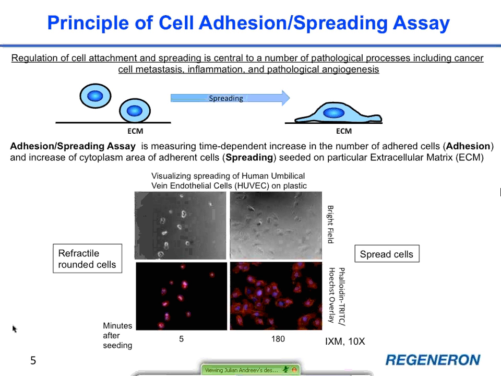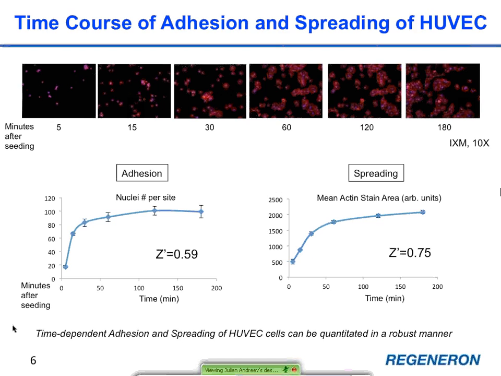You can visualize spreading by observing cells losing refractivity in transmitted light, but you can also stain cytoplasm and measure the increase in cytoplasm area of cell spread, as you see on the lower panel. That second approach became the principle of our assay. Here, for example, on the upper panel, you can see a time course of adhesion and spreading of HUVEC cells over 3 hours. HUVEC, by the way, is human umbilical vein endothelial cells.